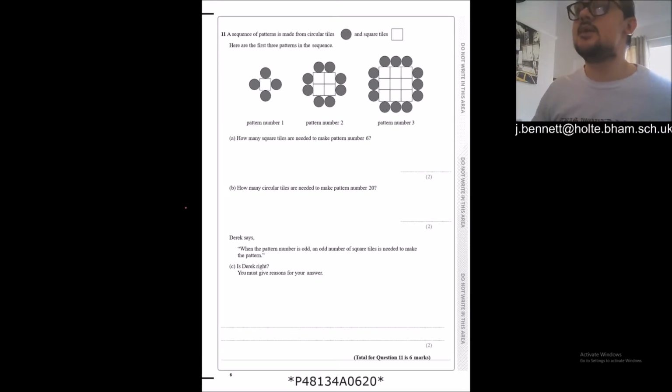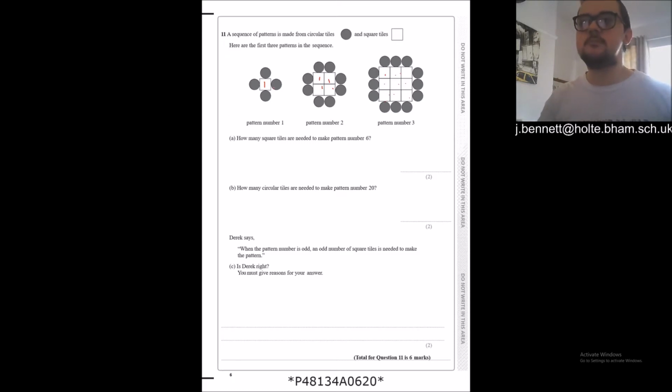Question 11. A sequence of patterns is made from circular tiles and square tiles. Here are the first 3 patterns in the sequence. How many square tiles do you need to make pattern 6? So if we look at the square tiles, we have 1. We have 1, 2, 3, 4. We have 1, 2, 3, 4, 5, 6, 7, 8, 9. So these are going up in square numbers, aren't they? Because 1 times 1 is 1, 2 times 2 is 4, 3 times 3 is 9. These are going up in square numbers.